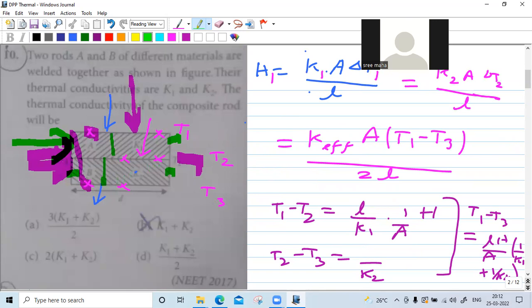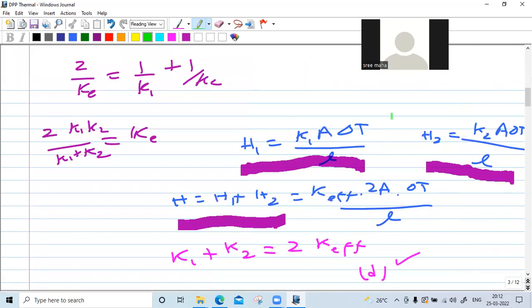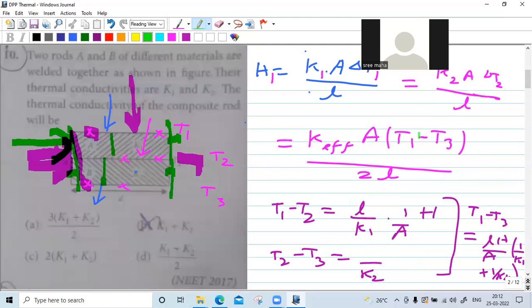This interface is at one temperature, and this right interface is at one complete, same temperature. So the temperature difference driving H1 is the same, but through a different material. And the temperature difference driving H2 is the same, but through a different material. So this is the expression for H1 and H2. This is the case when the heat is flowing from left to right.